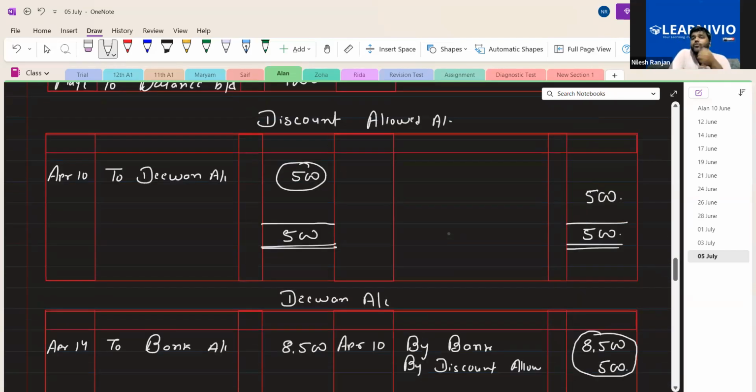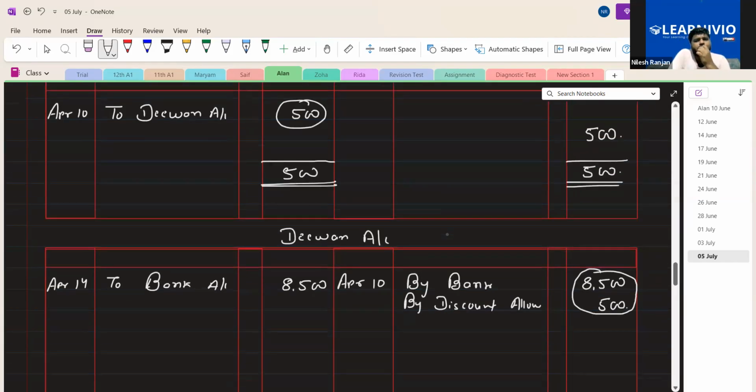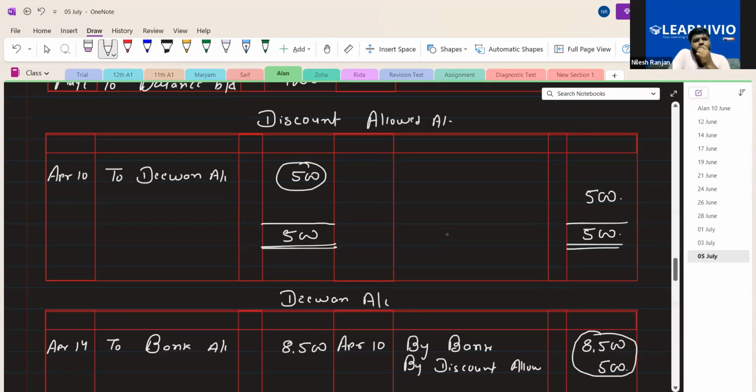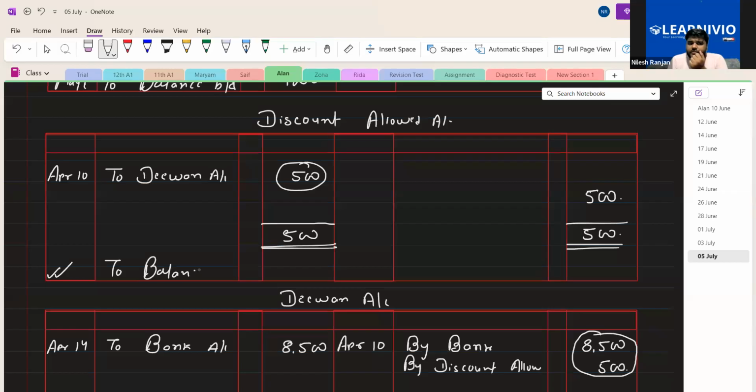Whenever you are calculating the balance, it is always CD, carried down. So here, since it is the D1 account, at last you will write on May 1st, balance brought down 500, on the debit side. Here we will write to balance BD, and here you will write by balance CD, balance carried down.